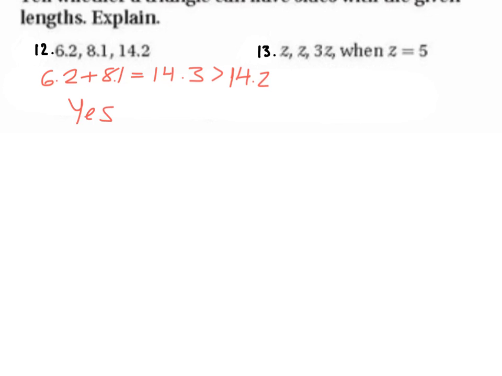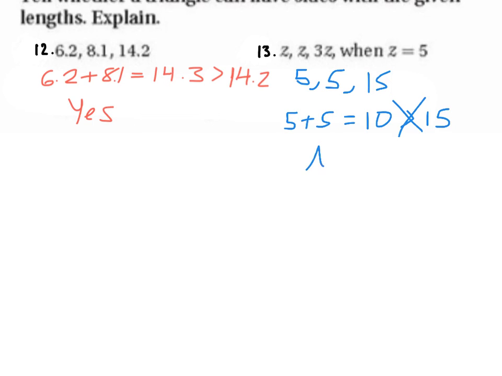Okay, 13. We have sides z, z, and 3z when z is equal to 5. So what do we need to do first? So plug in. So we have a triangle with sides of 5, 5, and 15. So which 2 can we start to add? 5 plus 5. We get 10. Is 10 greater than 15? No. So can this be a triangle? No.